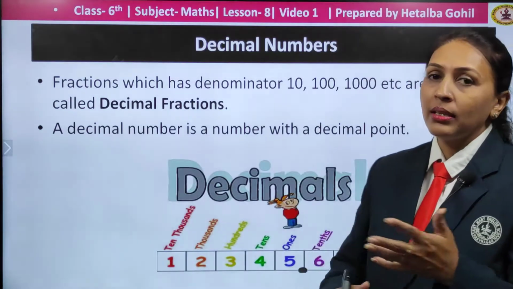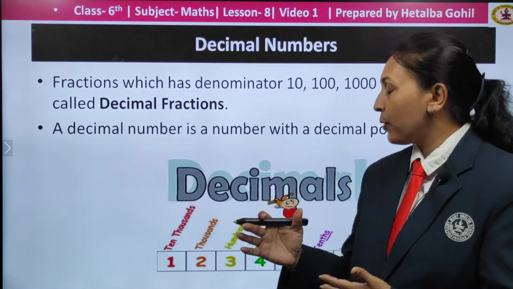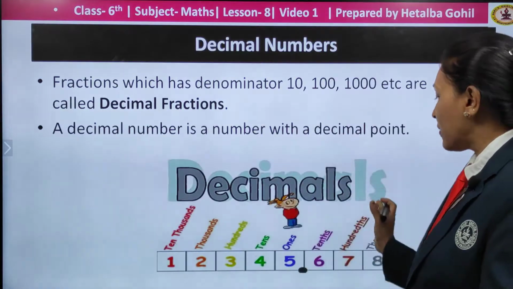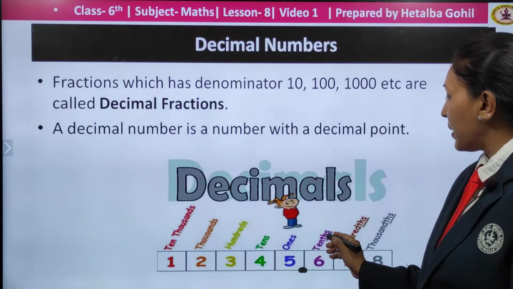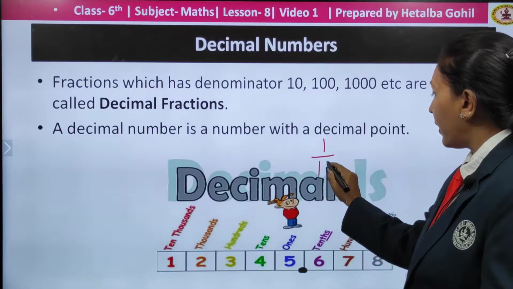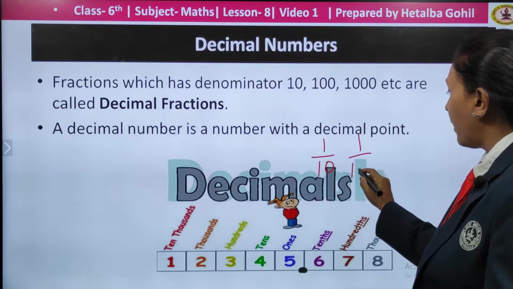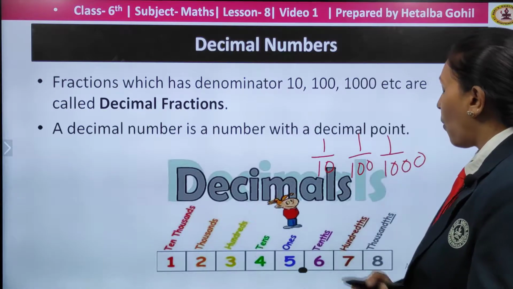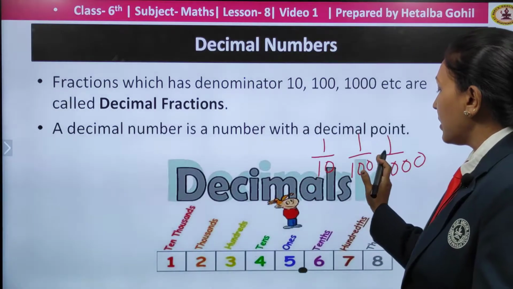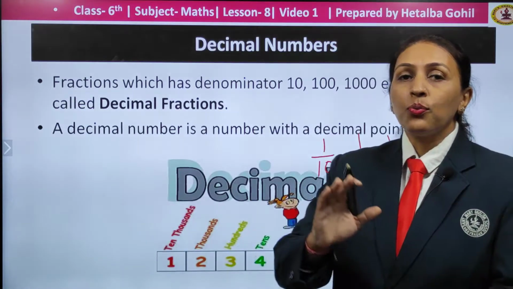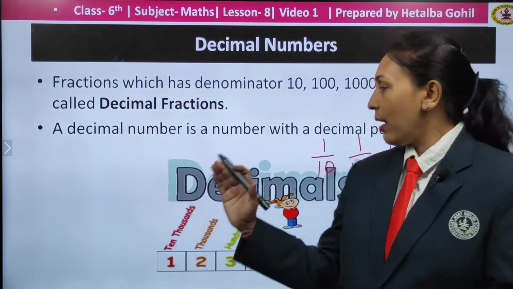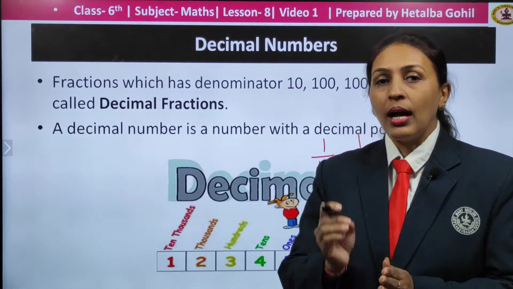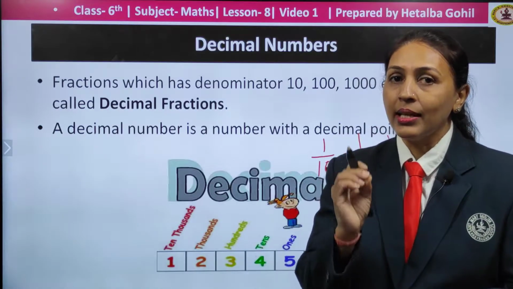Now we will learn something new, the place value beyond that. After ones, you have another place value system also, that is represented as 1 upon 10, 1 upon 100, 1 upon 1000 and so on. Okay, so after the ones part, you have this place value system, but to separate it we use a point that we call the decimal.